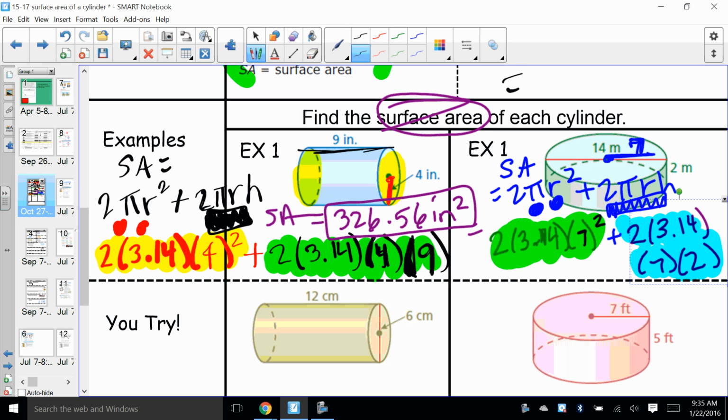We end up having a total surface area of 395, go ahead and type that in, 0.64 meters squared. That is the surface area of that cylinder, how much wrapping paper is needed. I'm going to give you a chance to catch up and make sure that you are on track with that in example 1.